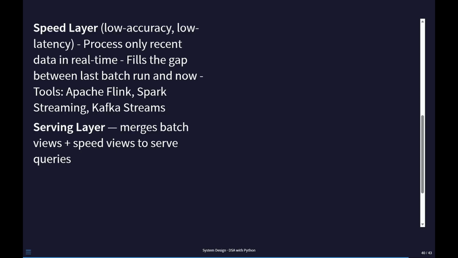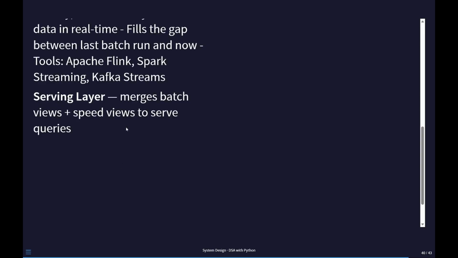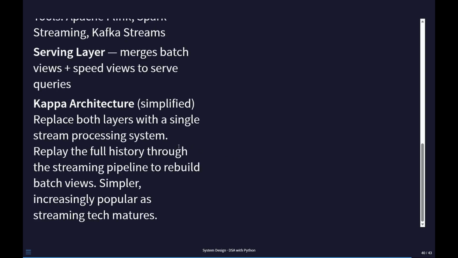The serving layer merges results from both the accurate batch views for older data and the recent speed views for the last period not yet covered by the batch run. Queries hit this layer. Kappa architecture is the modern simplification.